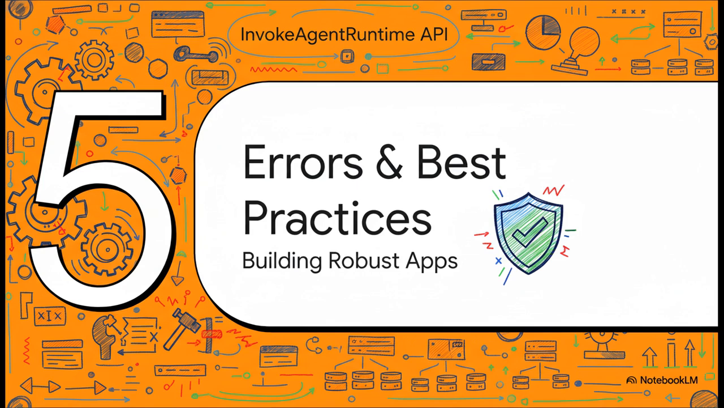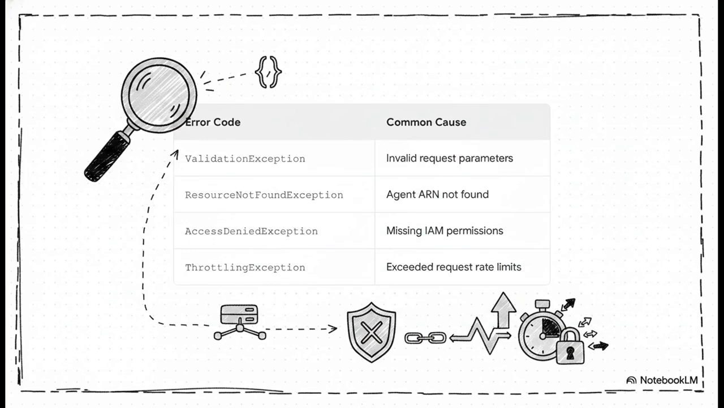We are in the home stretch with our final section, errors and best practices. Let's wrap this all up with some real-world advice for building applications that don't fall over when something unexpected happens. Look, you're going to run into errors. It's just part of development. So think of this table as your quick troubleshooting guide.